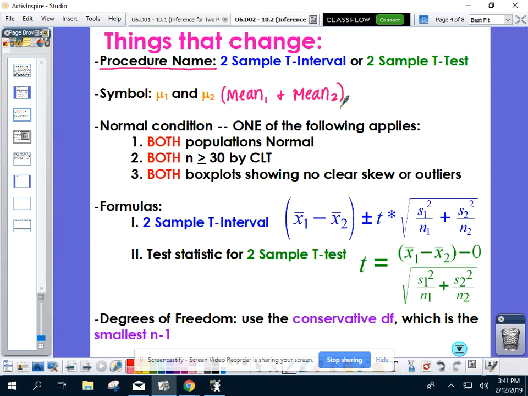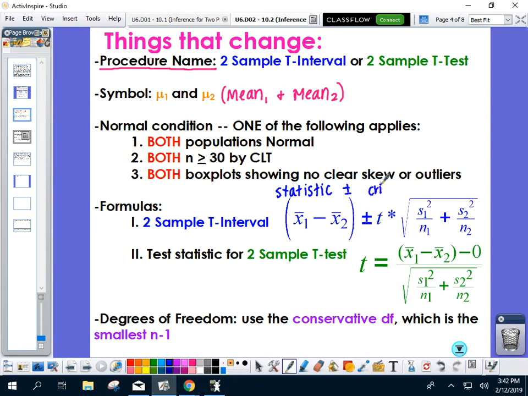Because we change our type of number from proportion to mean, our formulas will also change, but it's just the symbols in them that change. So for the first one, remember it's statistic plus or minus critical value multiplied by the standard deviation of the statistic. And so what that looks like is x bar 1 minus x bar 2 plus or minus your t star times the square root of each standard deviation squared over their respective samples added together.